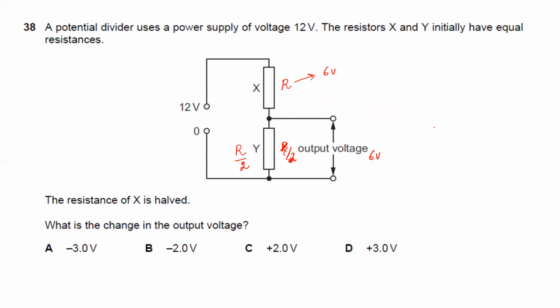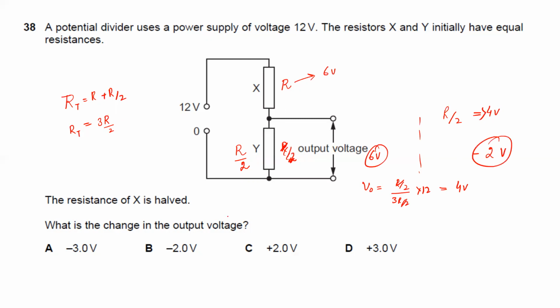Now this value is R by 2. For R by 2, let's calculate the voltage. My total resistance R total will be R plus R by 2, which becomes 3R by 2. So output voltage V out will be R by 2 divided by 3R by 2 multiplied by 12. R by 2 cancels, so this becomes 4. So the output is now 4 volts, decreased by 2 volts. The output has changed by part B.